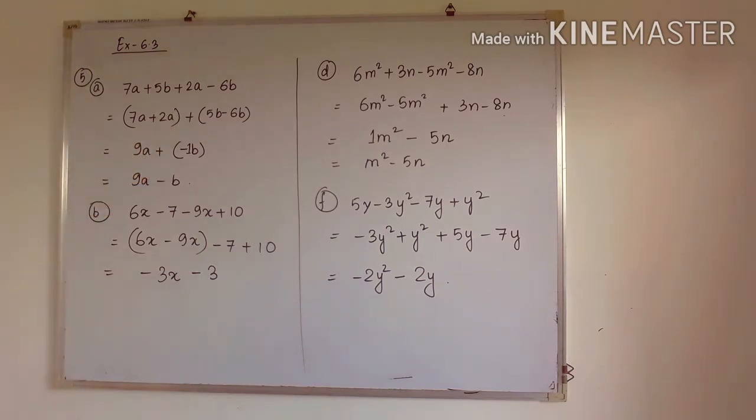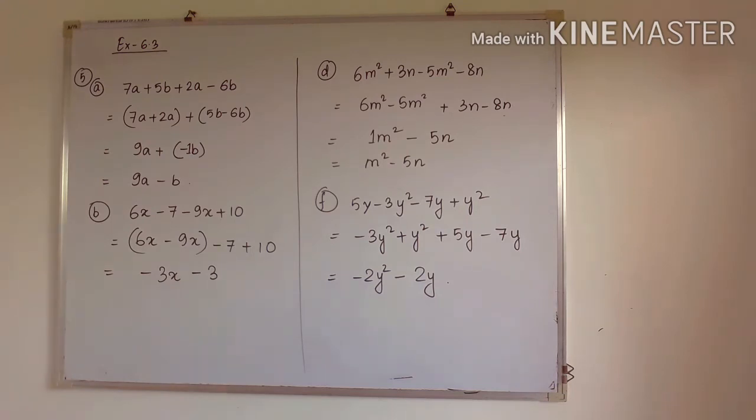Here 5B minus 6B. Again I have collected the like term, that is B. So 5B minus 6B will become minus 1B, which is written as B only, because 1B and B are the same. So we get 9A minus B. In the next one, B, the like terms are 6x and 9x. Again we simplify: 6x minus 9x will be minus 3x, and minus 7 plus 10 will be minus 3. So this is the required answer.